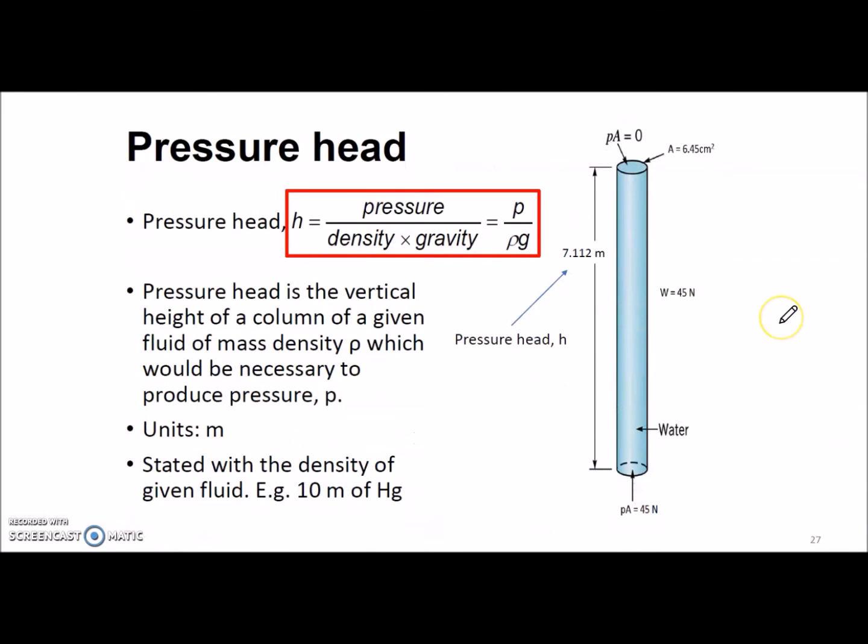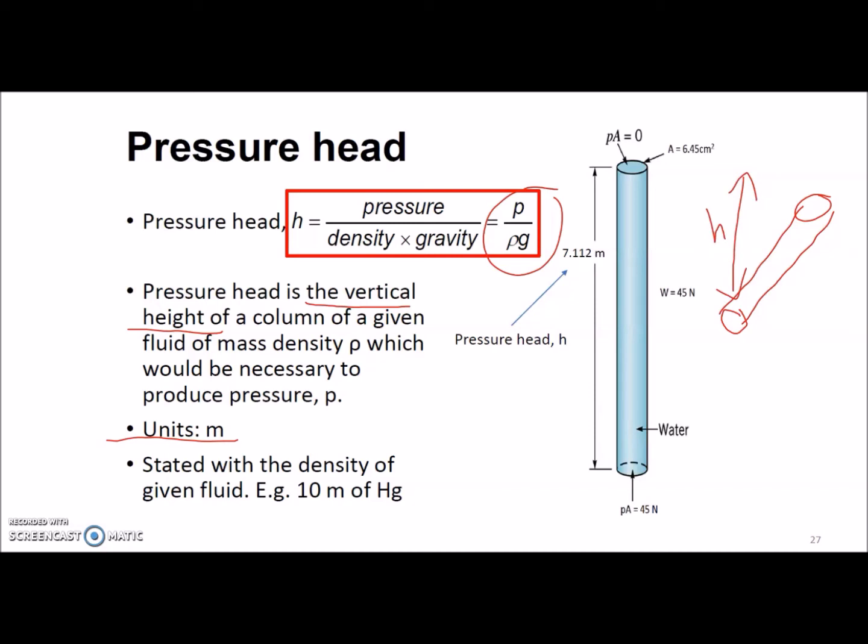Okay, next we have pressure head. Pressure head is calculated as pressure divided by density times gravity. From this equation, we get units of meter, so the pressure head is in units of meter. One more thing you need to remember is that pressure head must be the vertical height. It means that if the column is inclined, the pressure head can still be calculated as the vertical height.